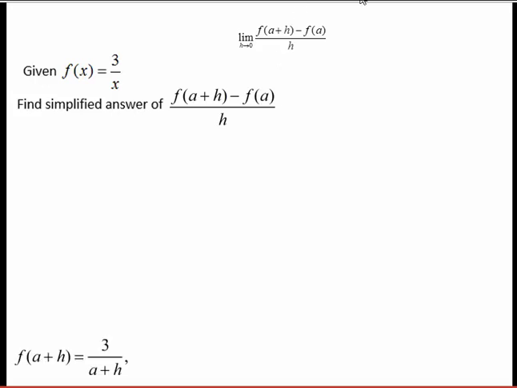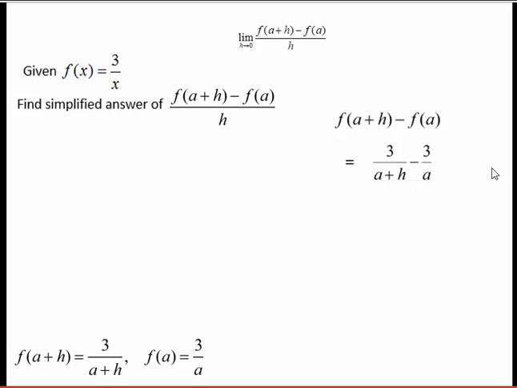We know f of a plus h will be 3 over a plus h, because our function is 3 over x. So we change the input. Same way f of a. Now we first simplify the numerator as follows. So we have f of a plus h and f of a, plug in the values. Now we need to simplify this rational form.